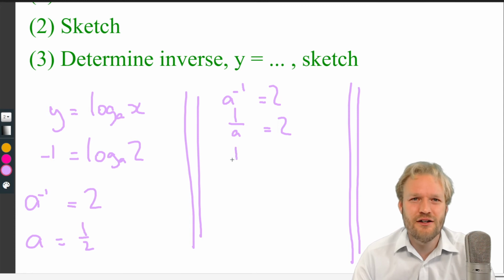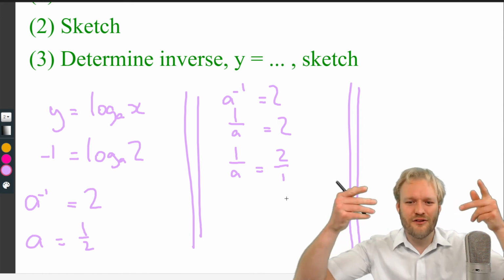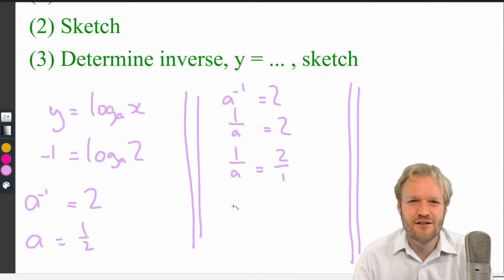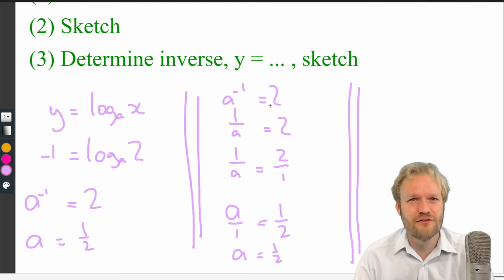So 1 over a equals 2. I'm going to write 2 as 2 over 1. Now we take the reciprocal of each side. So a over 1 equals 1 over 2. In other words, a equals a half. That's one, still using a little cheat at the end here, which is kind of what we used here.